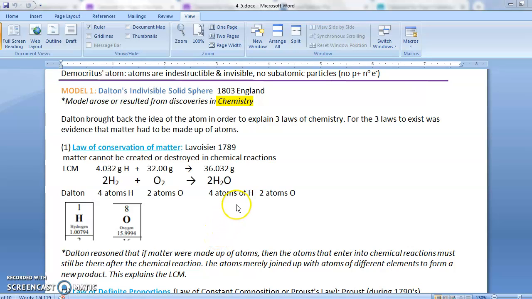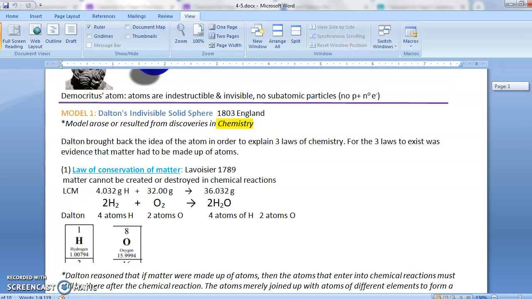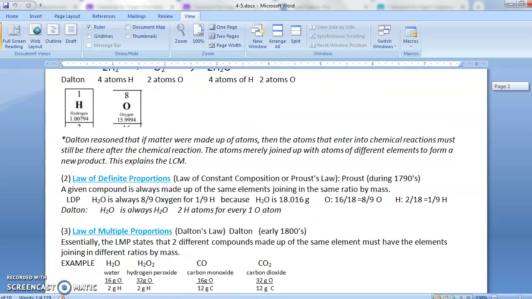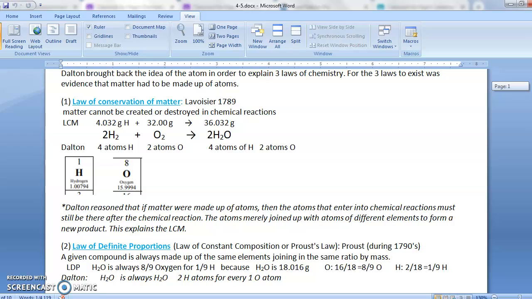When we left off in our last video, we had begun our discussion of Dalton's indivisible solid sphere model. This is really one of the only models that came out of what we would consider to be studies in chemistry, specifically chemical reactions. We had mentioned that the law of conservation of matter was discussed by Lavoisier. Whatever matter goes into a reaction must come out.